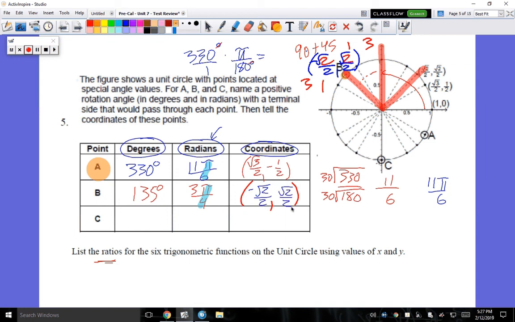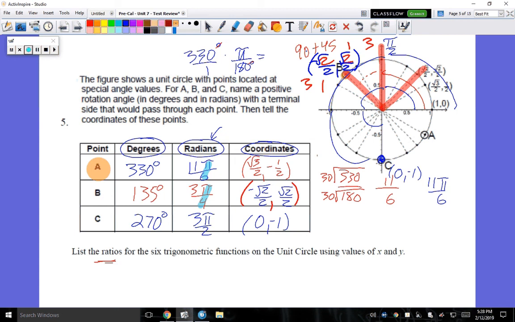Okay, now C, degrees-wise, is 90, 180, 270. It's 3 chunks of 90 degrees. So you have 270 degrees. Otherwise, pi over 2, 2 pi over 2, and 3 pi over 2, which is our angle in radians. Last but not least, the coordinate is at 0 for an x value and negative 1 for a y, so you would get the following.